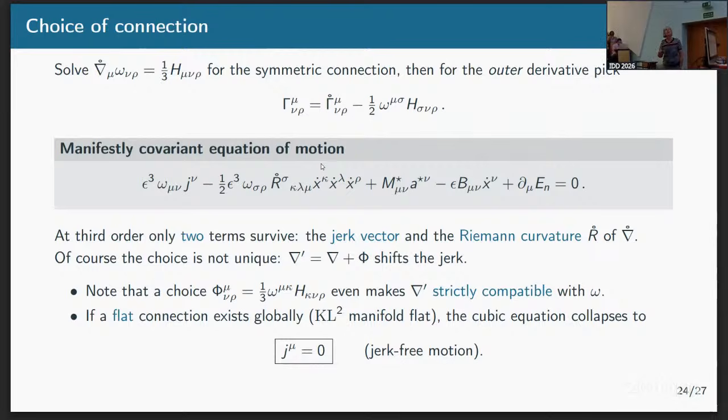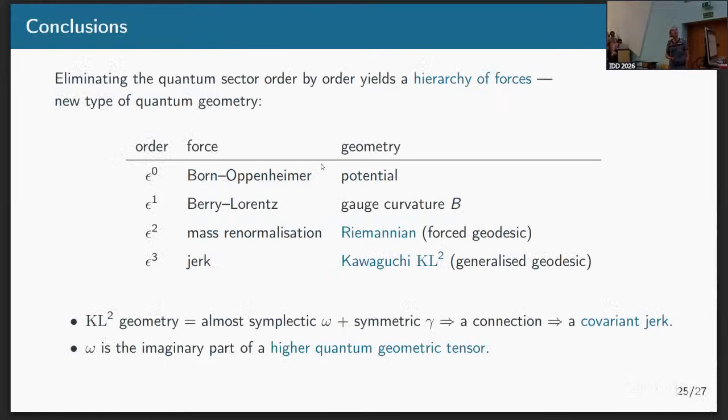So what is this equation? Well, if you had a globally flat connection, what you would get is just the kind of equation that mimics free motion. In standard Newtonian motion, you will get jerk-free motion in your parameter space. So this is the interpretation. Okay, this is just the summary. I gave you the results at the beginning.